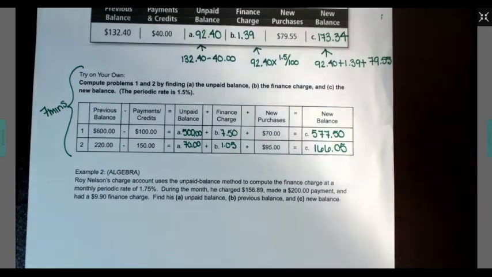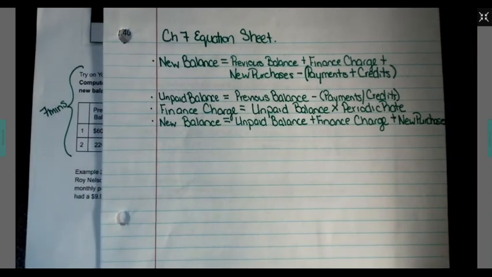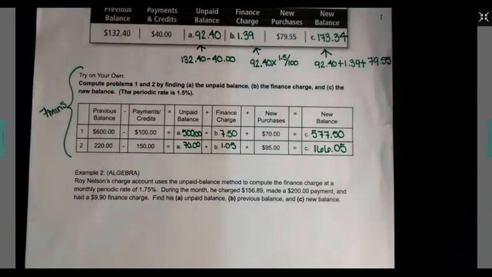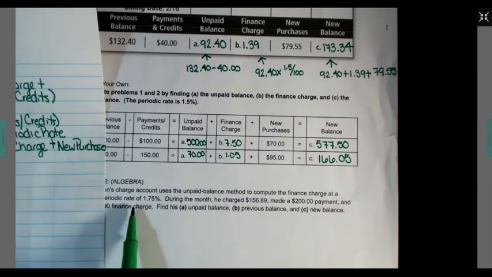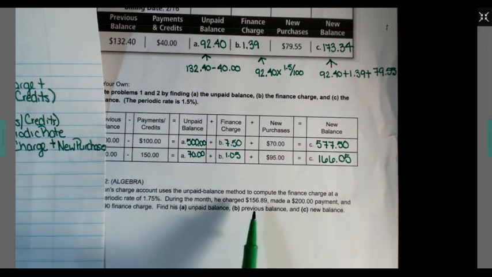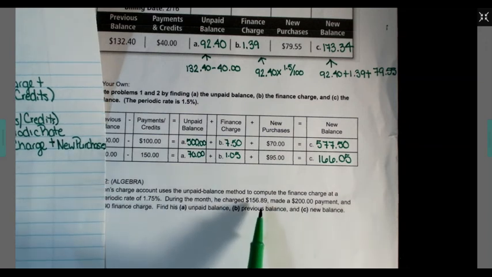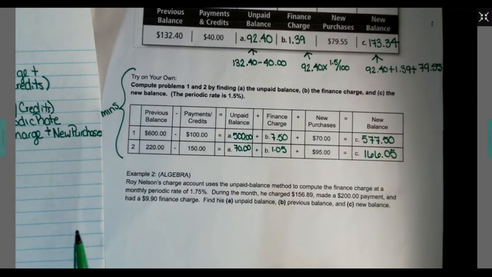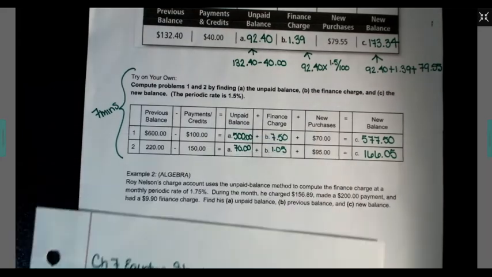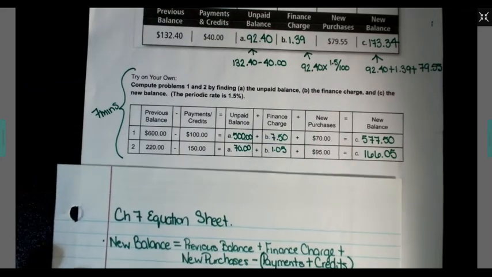Now, this is the algebra problem, so it means that we're going to have to work backwards a little bit. It asked me to find the unpaid balance. It tells me the periodic rate. It tells me how much he charged, so he gives me the new purchases. It tells me he makes a payment, and it tells me the finance charge. So I have to kind of work backwards a little bit here. So let's start with what I do know. I know the finance charge.